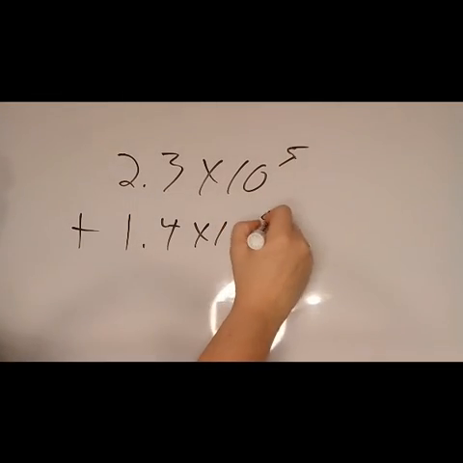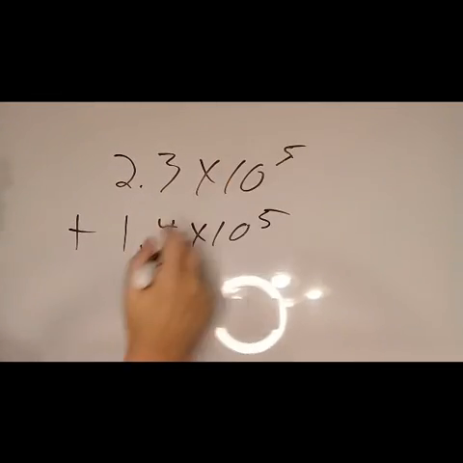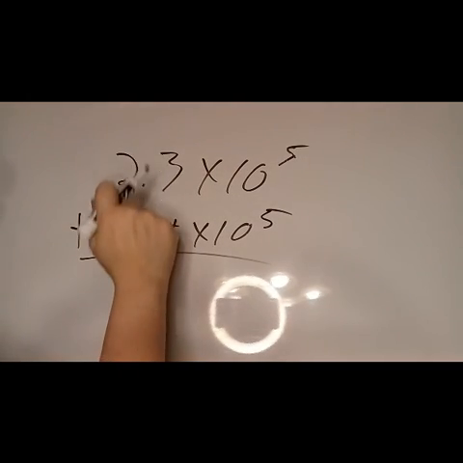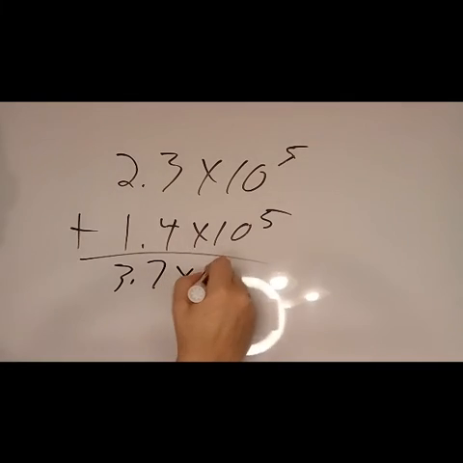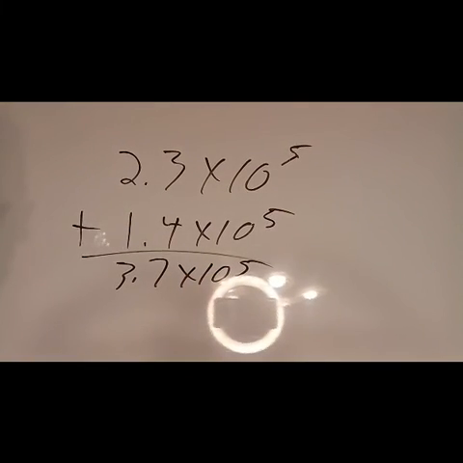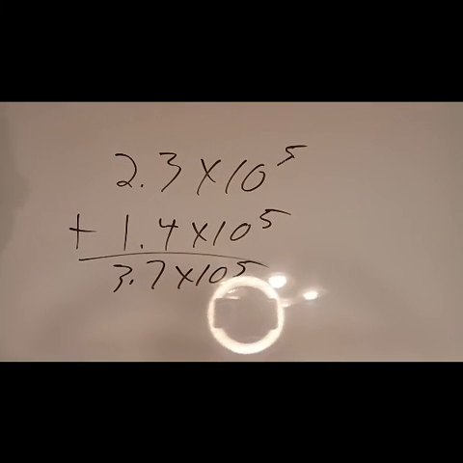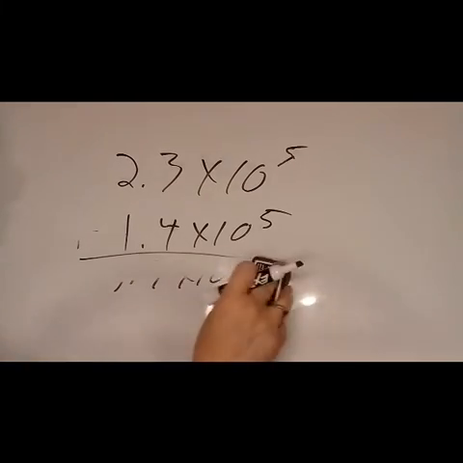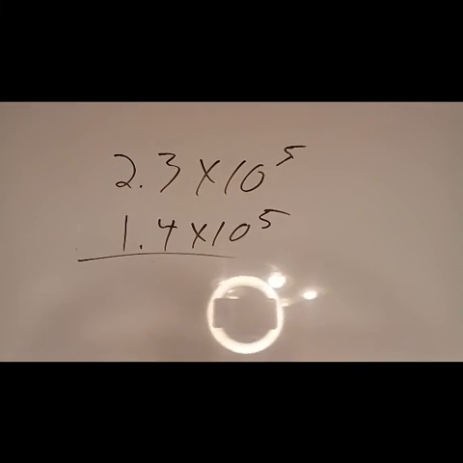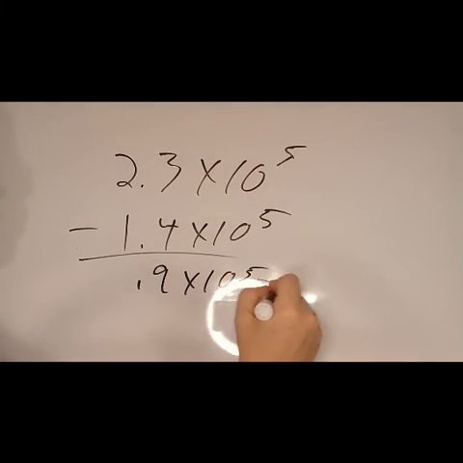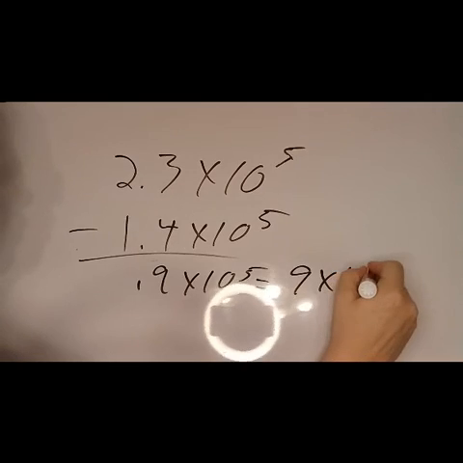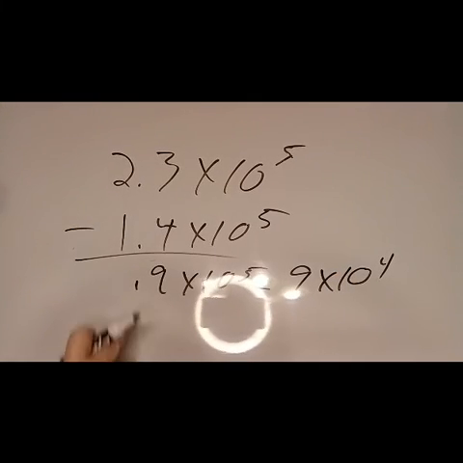So when it's to the fifth, when your exponents are the same, you can add and subtract just by doing the numbers here. 3.7 times 10 to the fifth. All right? If we're subtracting, we would get 0.9 times 10 to the fifth, which is 9 times 10 to the fourth, because we got rid of this decimal.